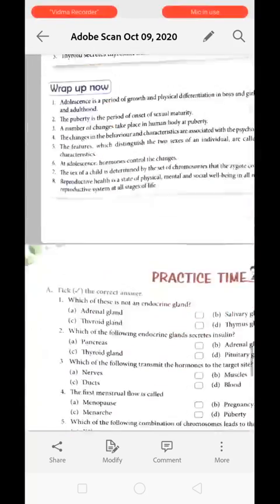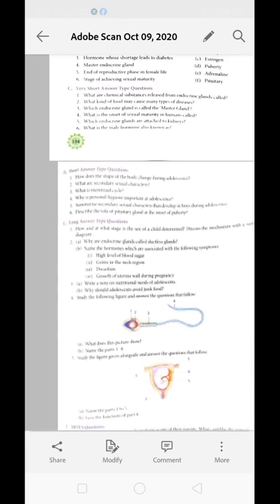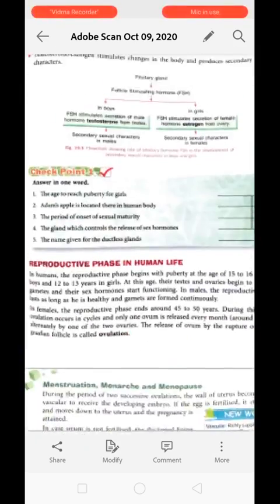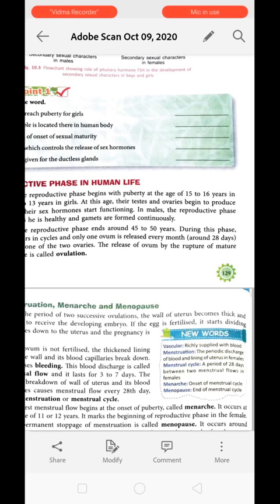Next question is, what is the menstrual cycle? A period of 28 days between two menstruation flows is called the menstrual cycle in females. Clear? Next.